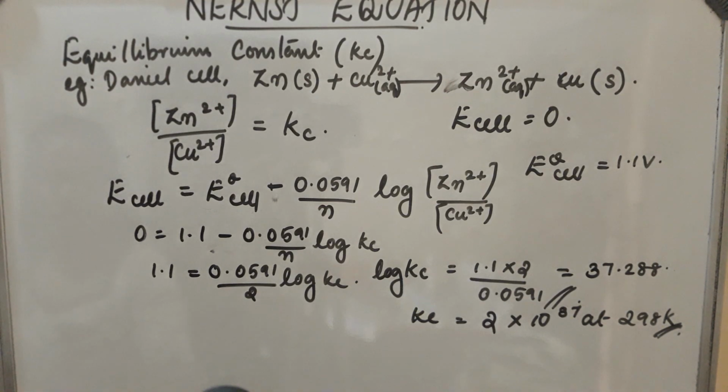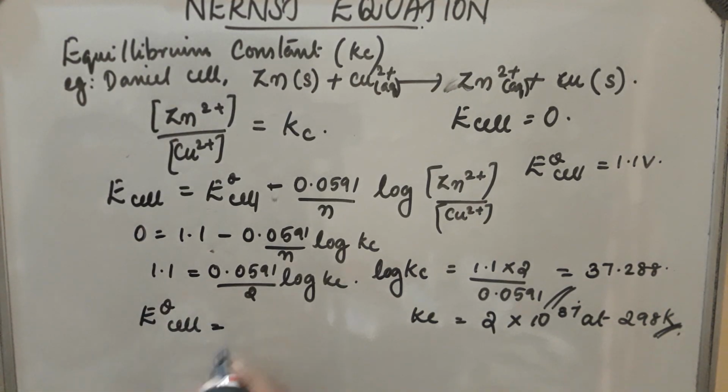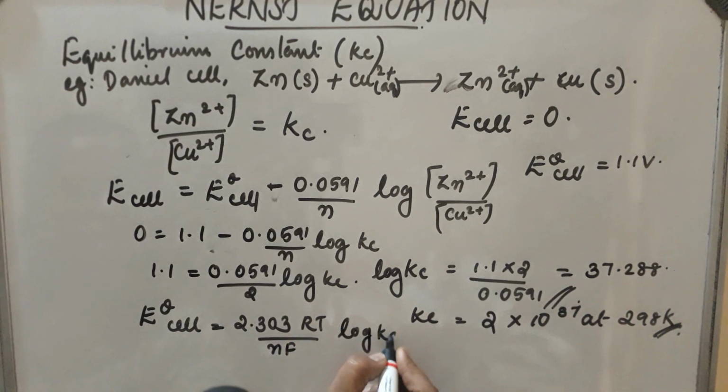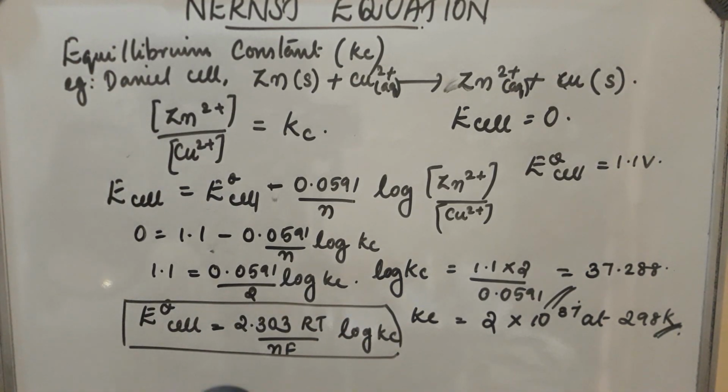In general, how can we write this? E standard of cell, which will be 0, is equal to 2.303 RT by nF log Kc. This is the general equation. From this, if the standard electrode potential of the cell is known and all these values are known, we can easily find the equilibrium constant. Like this, from the Nernst equation, we can easily find the equilibrium constant of that particular reaction.